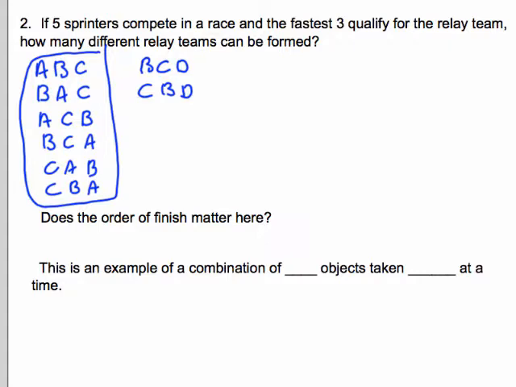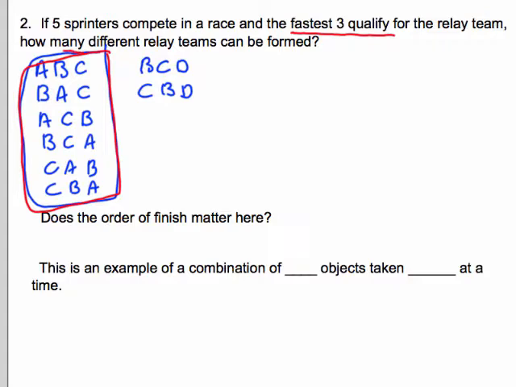So now I've taken my question from above and changed it slightly. We still have our 5 sprinters, but now we're saying that the fastest 3 sprinters are going to qualify for the relay team. And we want to know how many different relay teams can be formed. The difference with this question, as you might see, is that the order of the first, second, and third place finishers doesn't matter. So all of these permutations are considered to be one combination. The order that they come in doesn't matter.